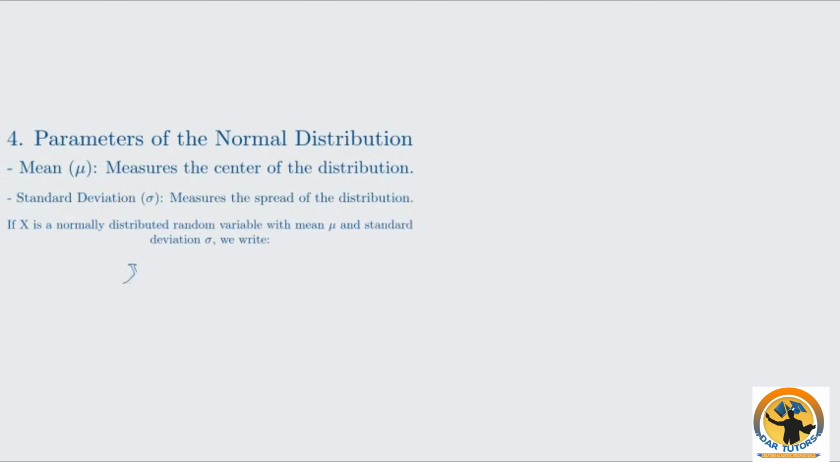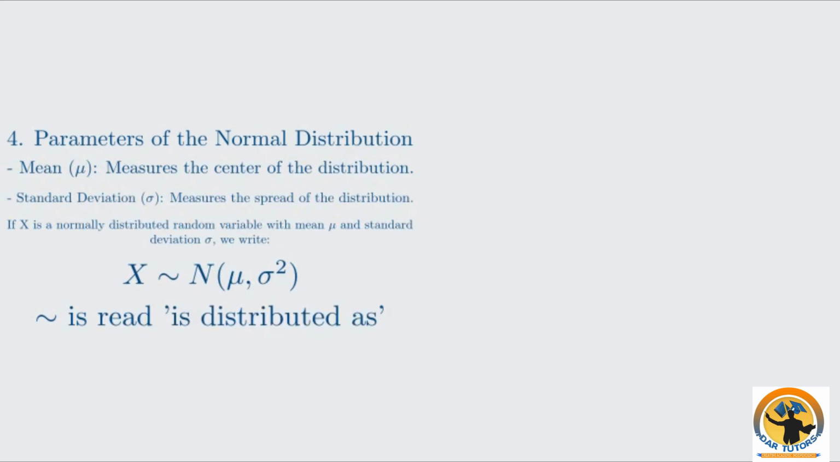If a random variable x is normally distributed with mean mu and standard deviation sigma, we write it as x is distributed normally with parameters mu and sigma squared. Note that the second parameter is the variance, which is the standard deviation squared. The notation x tilde N of mu, sigma squared, is read as x is distributed normally with mean mu and variance sigma squared. Let's investigate how these parameters affect the curve.